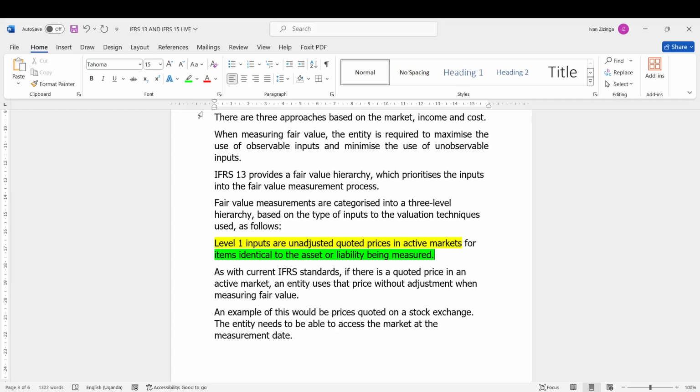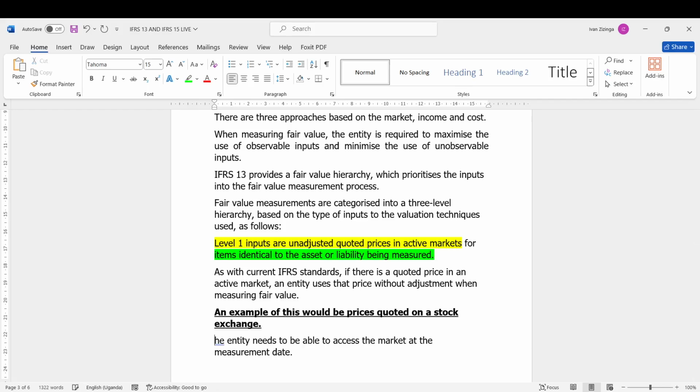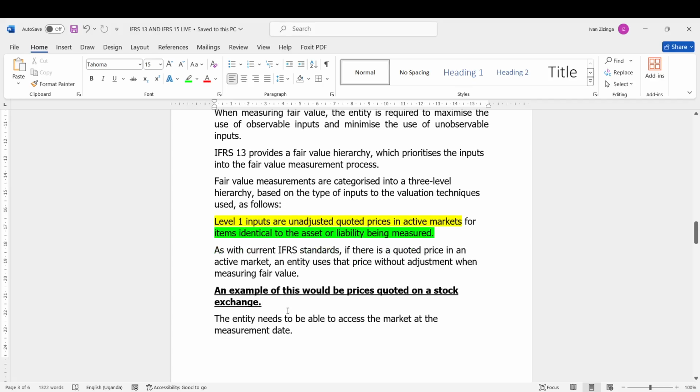Okay? And always the best example for an active market is shares on the stock exchange. That one you should know. But there is a condition. For you to make use of the prices on the active market, you should be able to access the market at the measurement date. You should be willing to transact. You should have access to the market that you want to consider in valuing your asset.